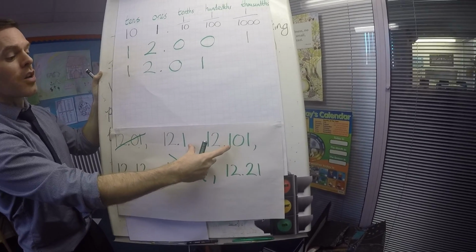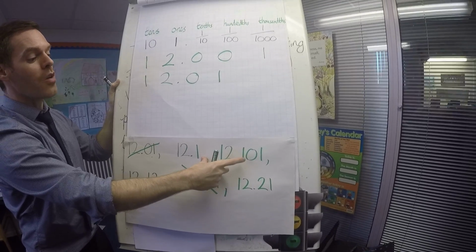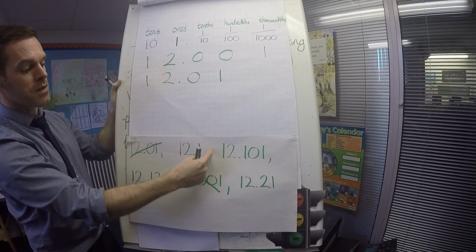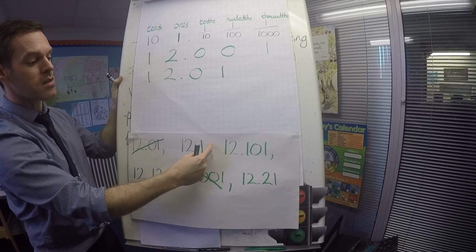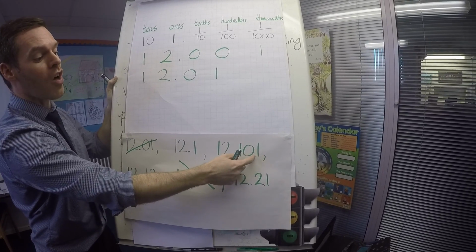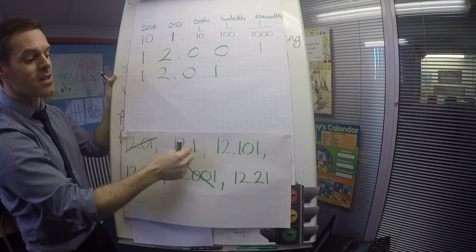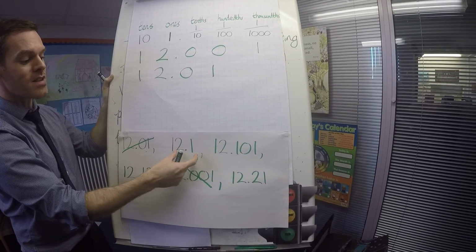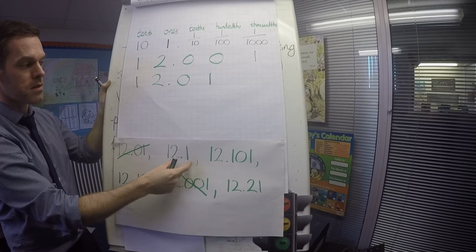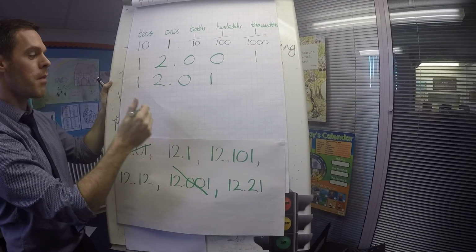Okay? I need to look at the next place value along, which is the thousandths column. There's nothing here in the thousandths column, so it's got 0 thousandths. This number has got 1 thousandth. That means it's 1 thousandth bigger than this number. Okay? So this number is my next smallest. So I'm going to put that on my grid.